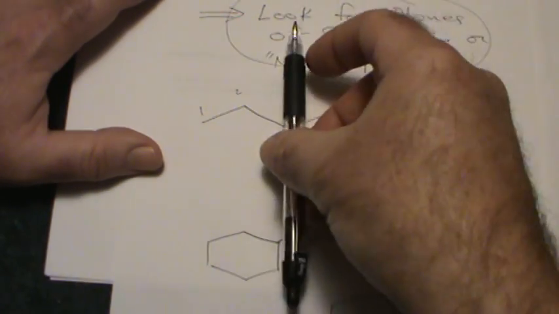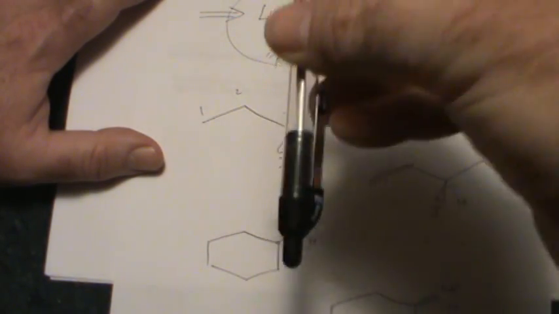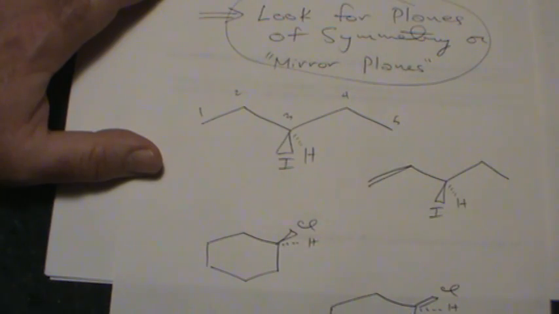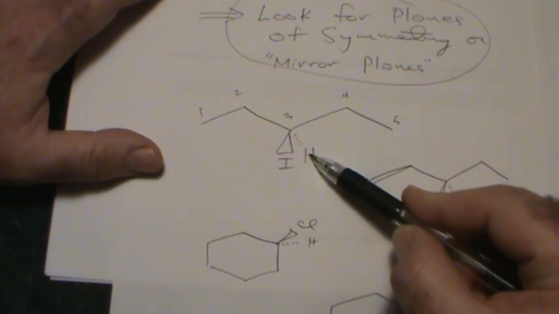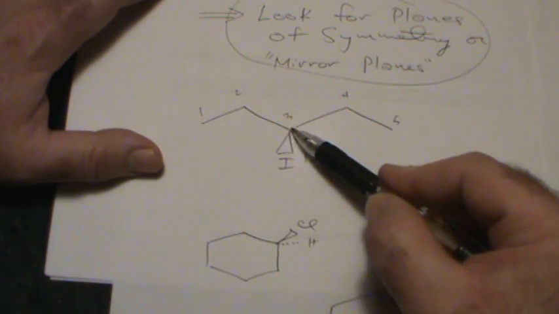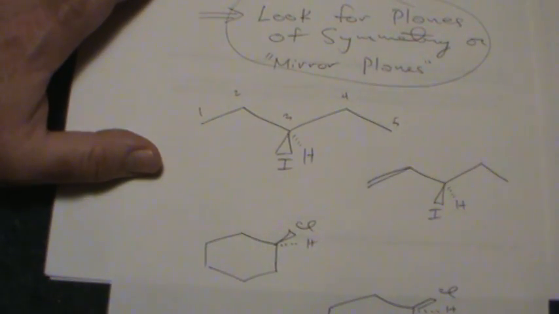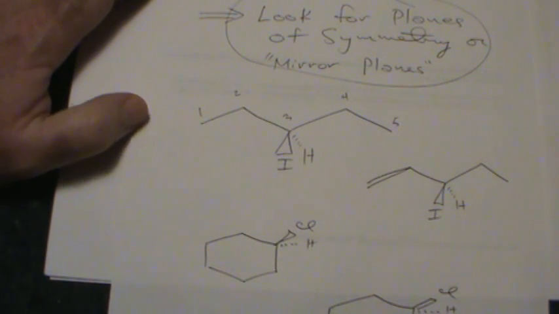So this plane, which is just two-dimensional, coming in and out of the paper here, contains the iodine, the hydrogen, which would be directly behind the iodine, and the carbon. And we don't take into consideration the things that lie in the plane.